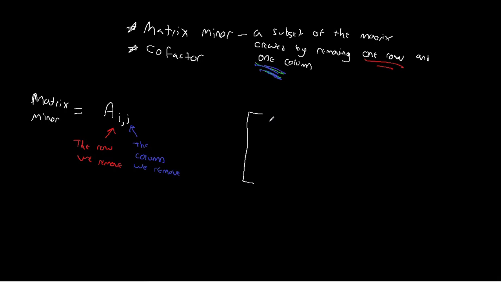I'm going to use a generic example with a 3x3 matrix. We have A, B, C, D, E, F, G, H, I. Maybe this wasn't the best example because I don't want you to get confused with this I versus this I. But if this is A, let's see what the matrix minor of A, and I'm going to use red here, of 2, comma, 3 would be.